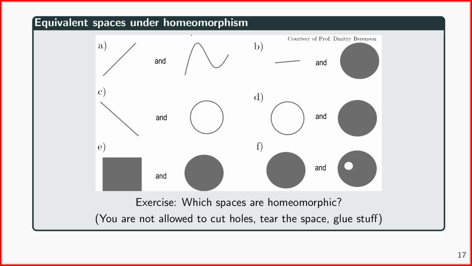And here are some examples. So this is a small exercise for you. You need to find out which spaces are actually homeomorphic, which means you are not allowed to cut holes, tear the space, or glue stuff. And there are 6 examples here. I will give you a minute or so to look at them, and then we will go through them, and you can tell me which ones are actually equivalent under the definition which I just gave you.